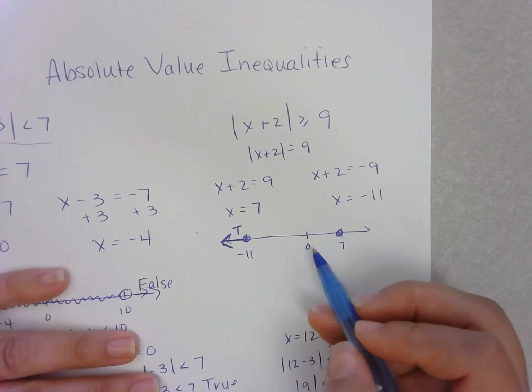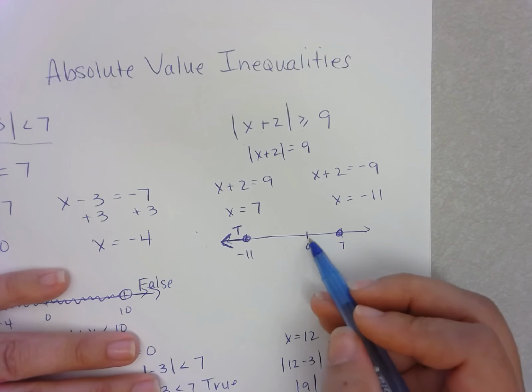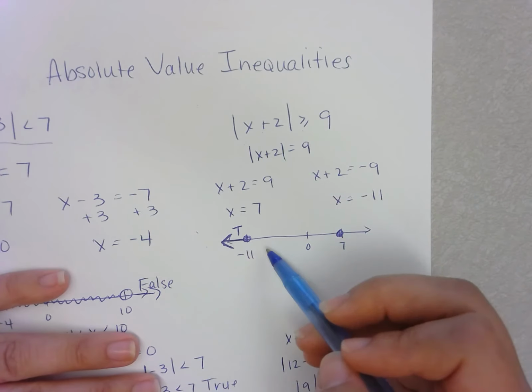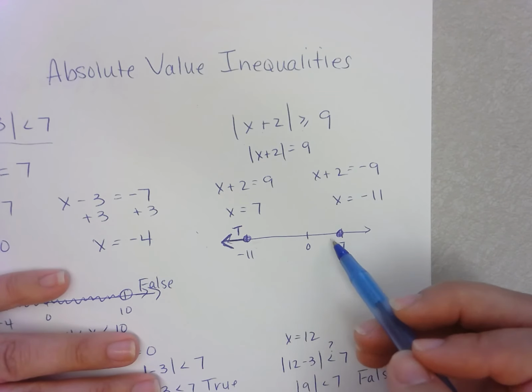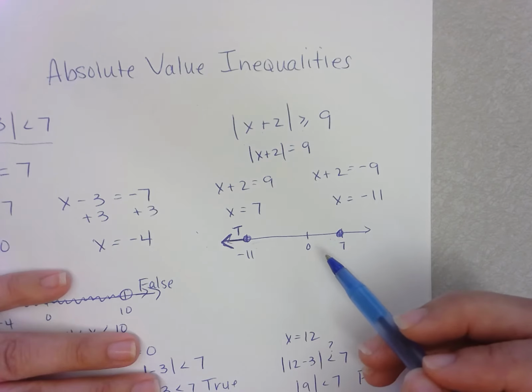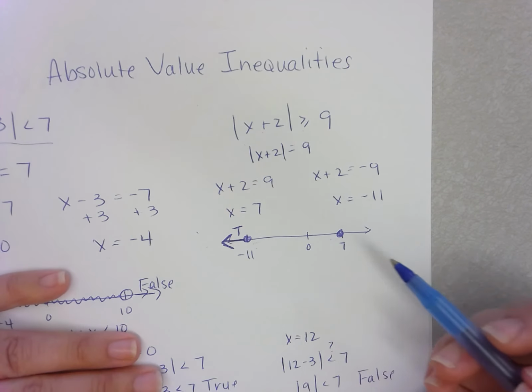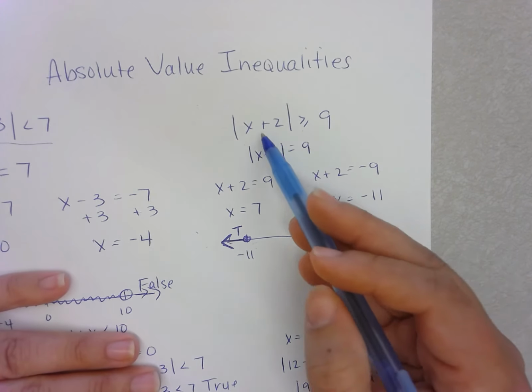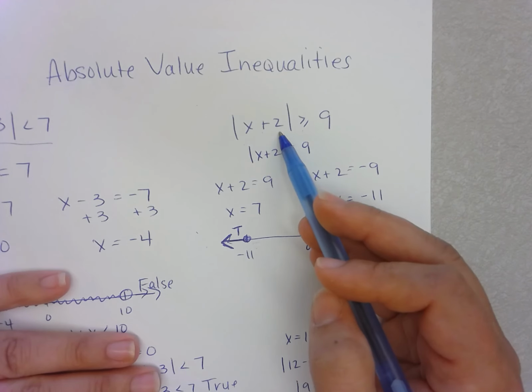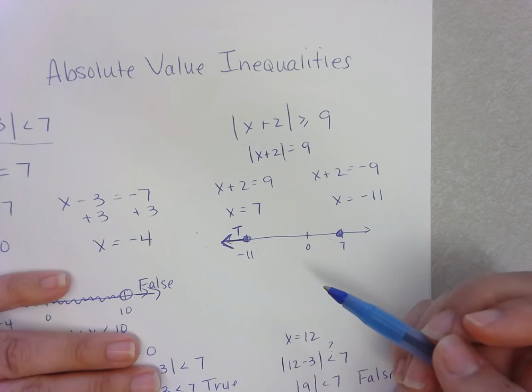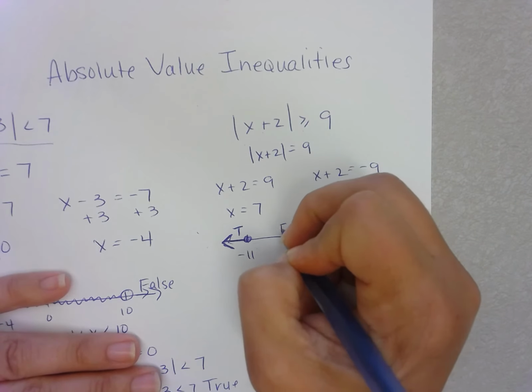All right, so now if I look at the 0 as my test point, I'm going to plug in 0 here because I'm just going to pick something easy between -11 and 7. If I really wanted to, I could use a half, but I'm going to pick what's easy. So I put in 0. 0 plus 2 is 2. Absolute value of 2 is still 2, which is not greater than or equal to 9. So this is false in here.